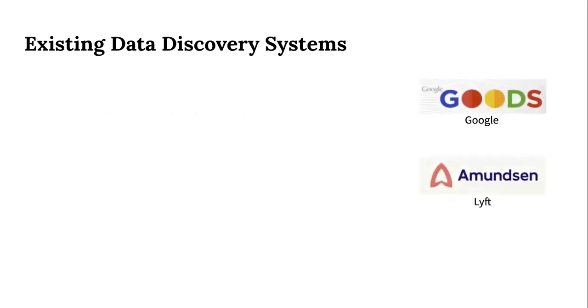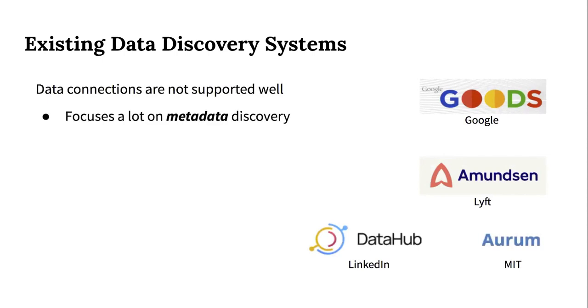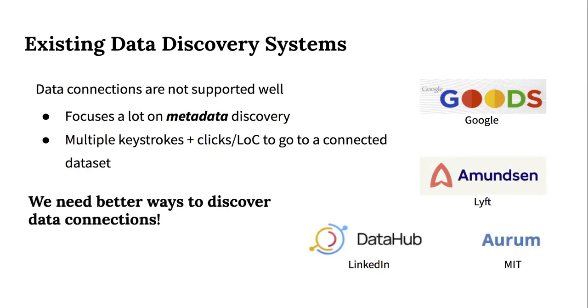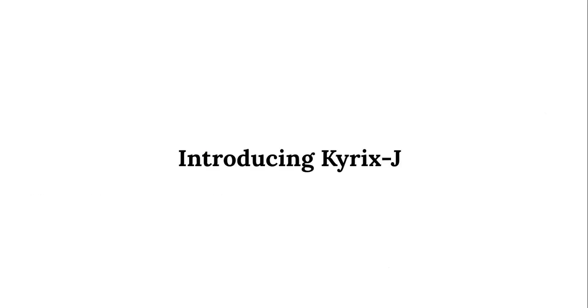So we looked at existing data discovery systems, including Goods from Google, Amundsen from Lyft, DataHub from LinkedIn, and Aurum from academia. We found that they don't support data connections very well. The focus is usually on metadata discovery instead of content-level connection discovery. And it often involves multiple keystrokes, clicks, or lines of code to go from one data set to a connected one. So we figured we need better ways to help users discover and navigate data connections. And that's why we built Kyrix-J.